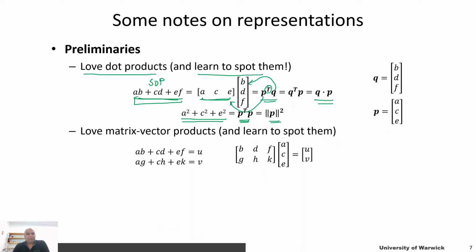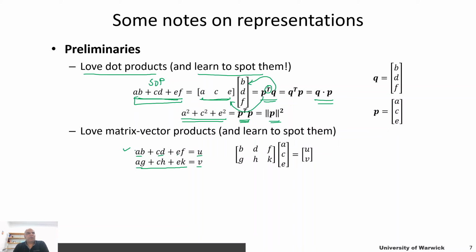Or what if I want to operate on a particular vector? Then we use matrices. So let's say you've got a system of linear equations like this one. We've got AB plus CD plus EF equals U, and then another equation, AG plus CH plus EK, is equal to V. This sum of products form tells me that I can probably express this as a dot product, and we've got another dot product here. So we'll have two vectors, right?